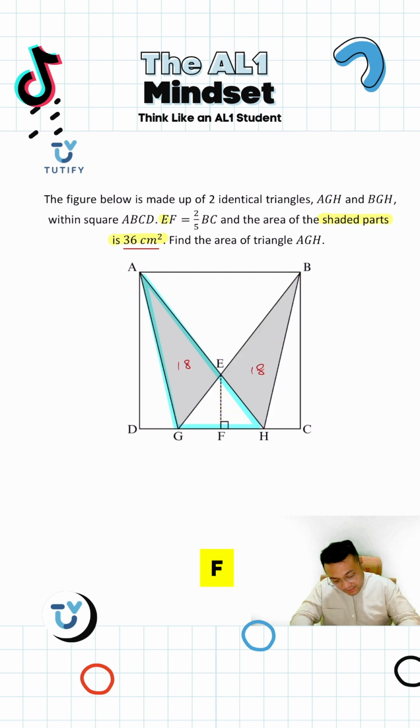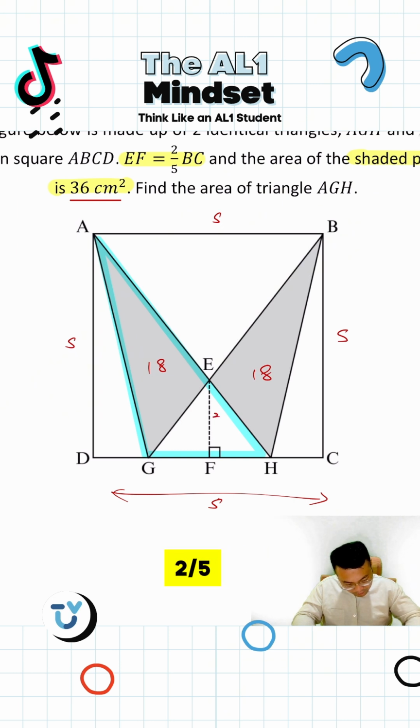They also said that EF is 2/5 of BC. Now, since I do not know what the length of BC is, let's call it S. Okay, since it's a square, then all the sides have a value of S. So if they say that EF is 2/5 of BC, I can write 2/5 S over here, which means that this would be 3/5 S.